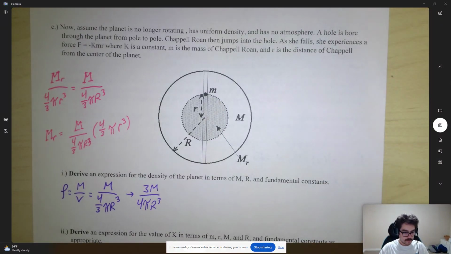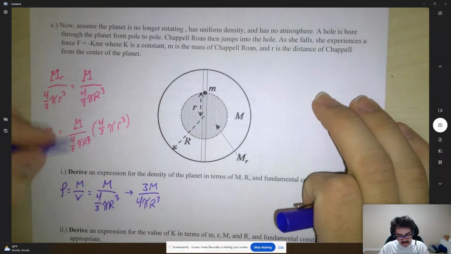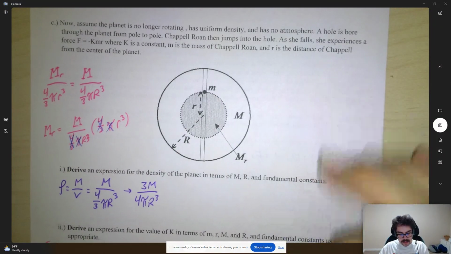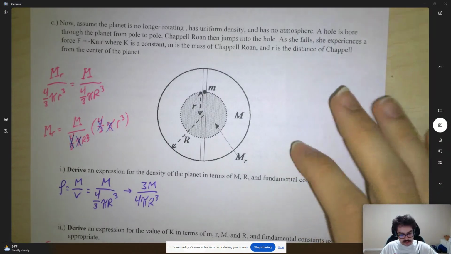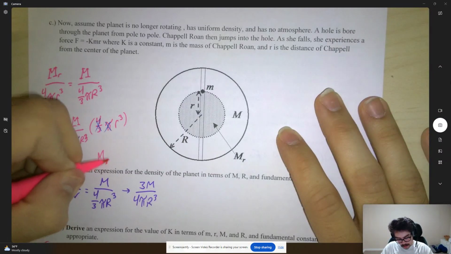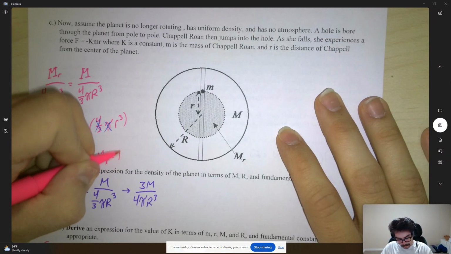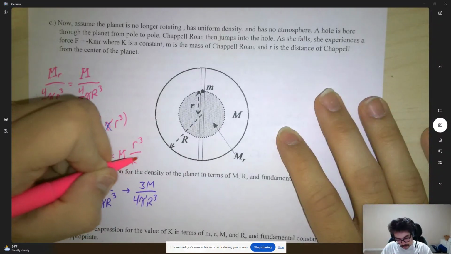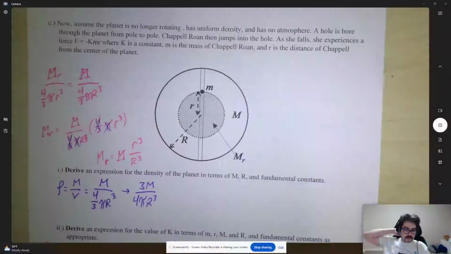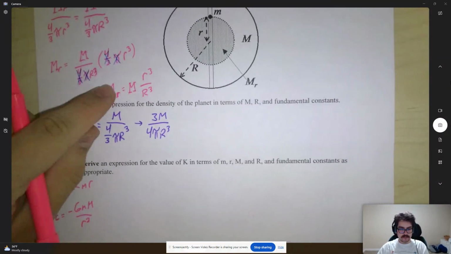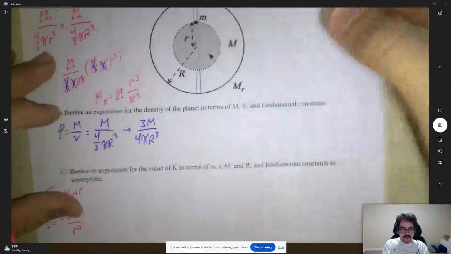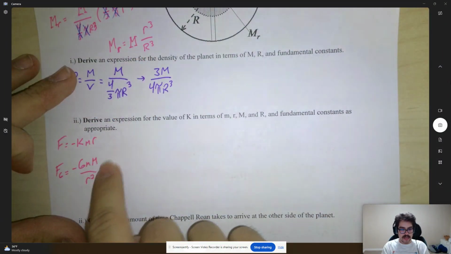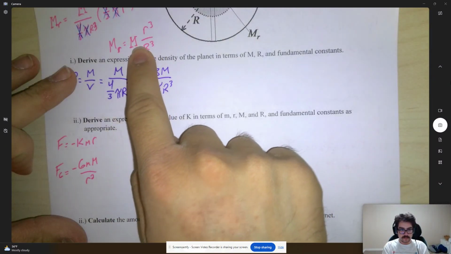Then I should notice that the 4/3 is going to cancel out top and bottom. Pi cancels out top and bottom. And I will be left with the ratio M sub r is equal to capital M times little r cubed over big R cubed. So the M that I'm using is really just M at that radius. So instead, I'm going to set negative kmr equal to GMm over R squared using this. Does that make sense?